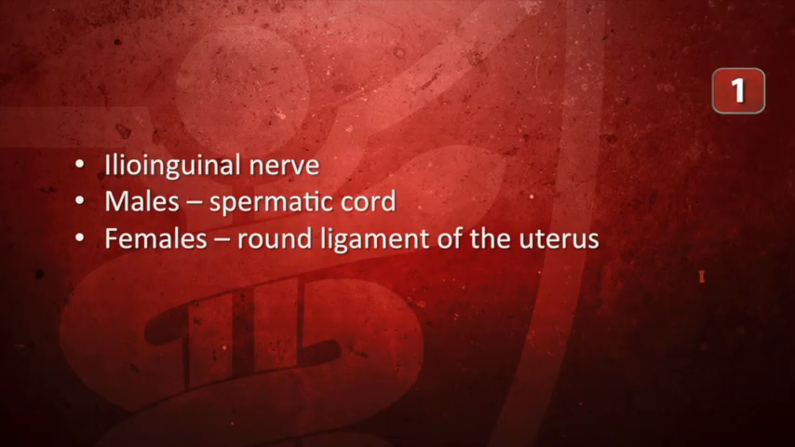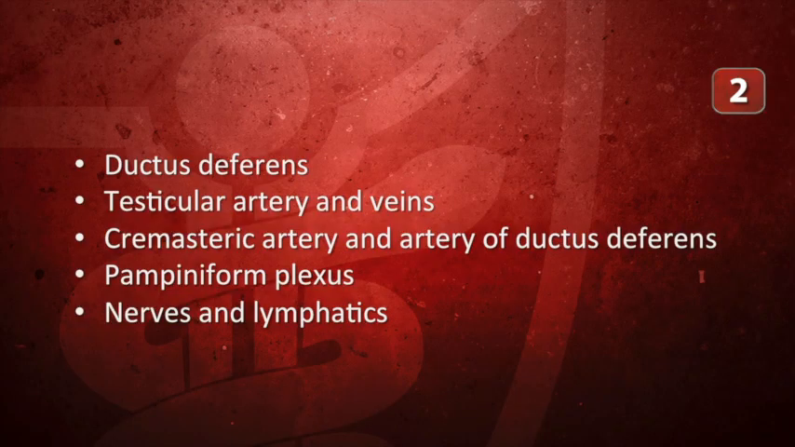All right, let's get started. First question, what is found in the inguinal canal? So you have the ilioinguinal nerve, and then in males you have the spermatic cord, or in females you have the round ligament of the uterus. Next, what structures run in the spermatic cord? We have the ductus deferens, or vas deferens. You have the testicular artery and veins, the cremasteric artery, and then the artery of the ductus deferens. You have the pampiniform plexus, and then also nerves and lymphatics.